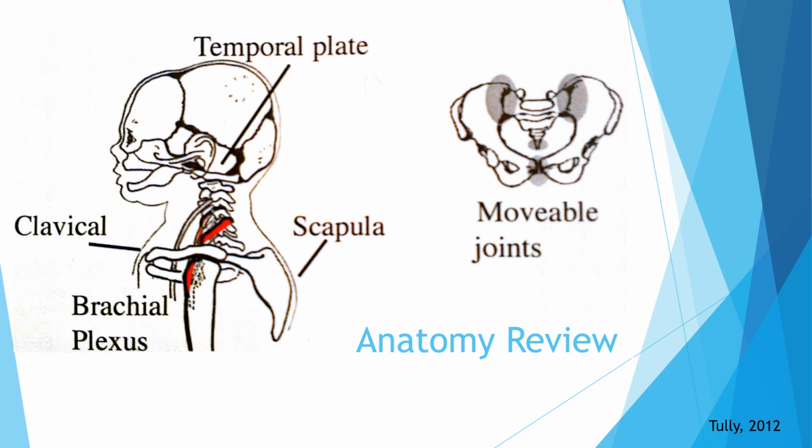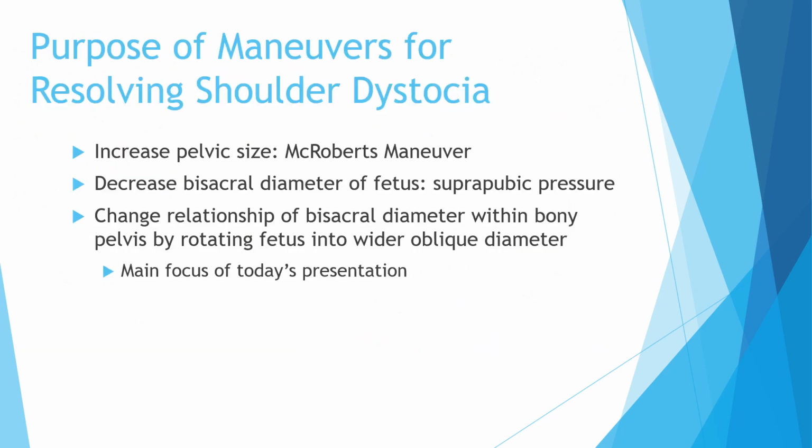Clavicles heal, they're a bone. It's more just a temporary concern. The purpose of the maneuvers is to either increase the size of the pelvis. That's why McRoberts maneuver is really helpful. Decreasing the bisacral diameter of the fetus, so the suprapubic pressure.